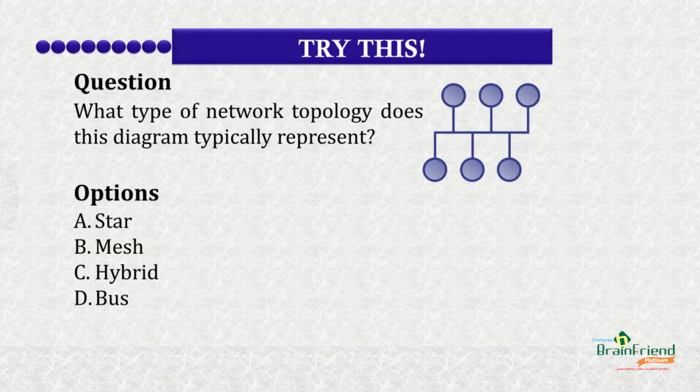Let's try out one more. What type of network topology does this diagram typically represent? A. Star, B. Mesh, C. Hybrid, D. Bus. The correct answer is D, bus topology.